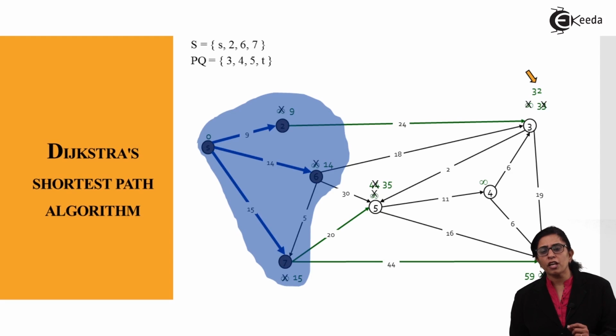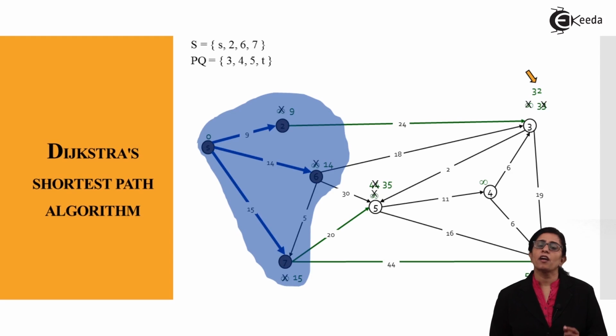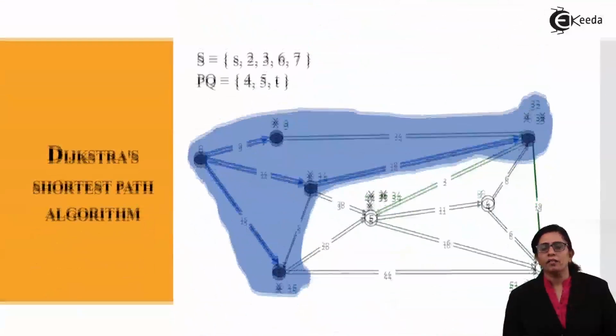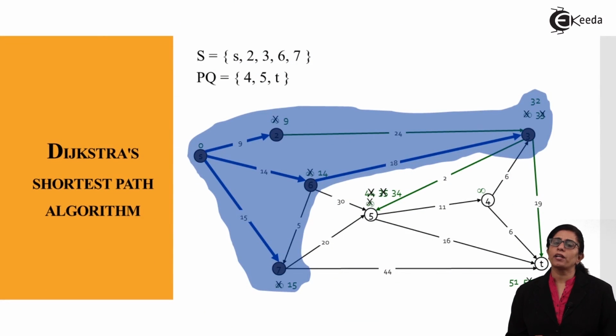And from 3 to the terminating point, when I travel, the value is 32 plus 19, which is reducing from 59, and I come down to 51. So the distance traveled is again reduced. So when I have to reach the terminating point T, I can travel from source S to node number 6 with a value 14, to node number 3 with a value 32, and then with 19 the distance reduces to 51.